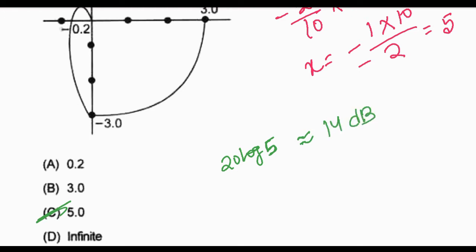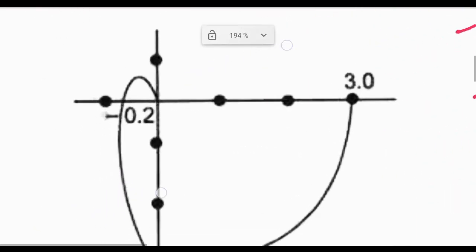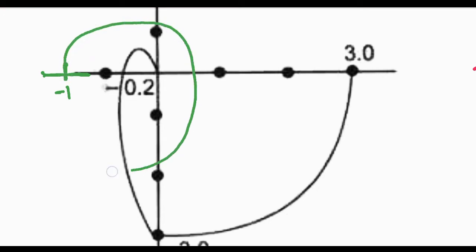Next, if the question is asking for the phase margin, so what will happen? I am zooming in on this. What will be the phase margin? Suppose this point is -1, and I am making a circle like this. Suppose this one is the -1 circle.